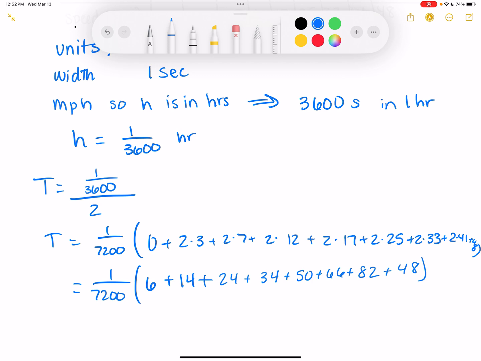I don't know if this is going to work out to a nice, even number or not, but if it's a decimal, you can go out to 3 places or something. It's a pretty even number. What'd we get? 324. Is that divided by 7,200? Oh, okay. Well, that's why I was like, is it really going to be an even number? Yeah, that's what I got. 0.045.